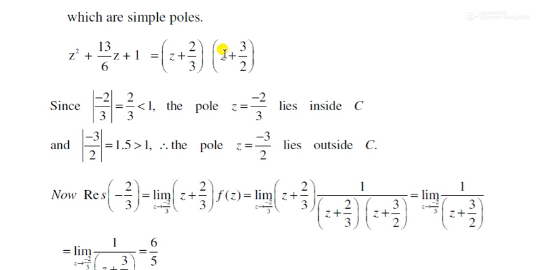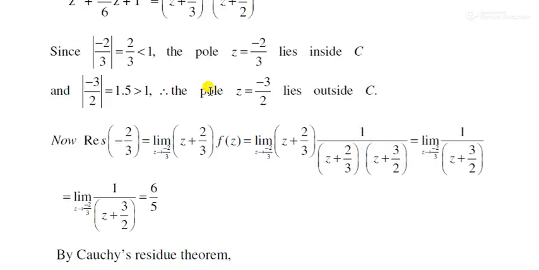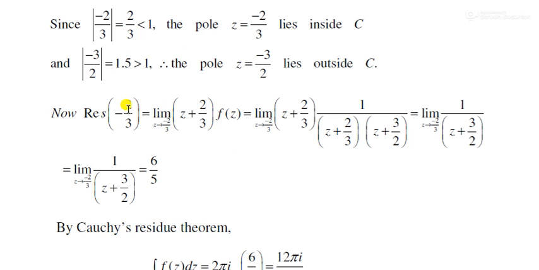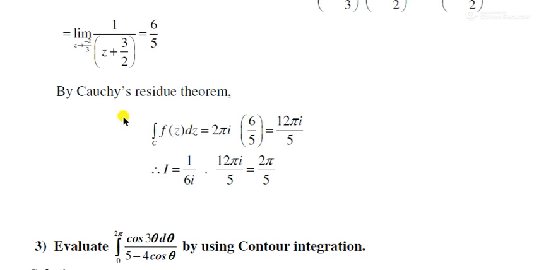Based on these two poles, we factorize the denominator as (z + 2/3)(z + 3/2), which is easy for calculation. We calculate the residue for the pole which lies inside C. This is the limit as z tends to a of (z - a) f(z). After applying the limit, we get the value 6/5. By Cauchy's residue theorem, the integral over C of f(z) dz equals 2πi times the sum of the residues, that is 6/5. On simplification, it is 12πi/5.